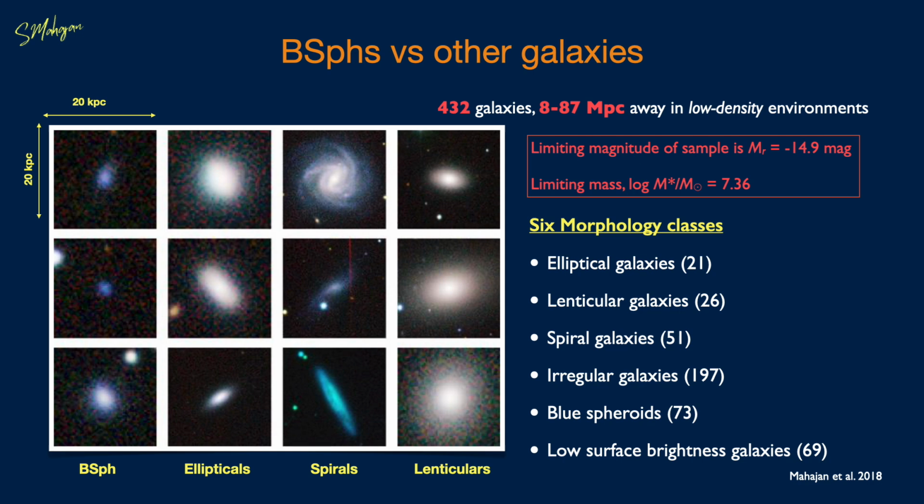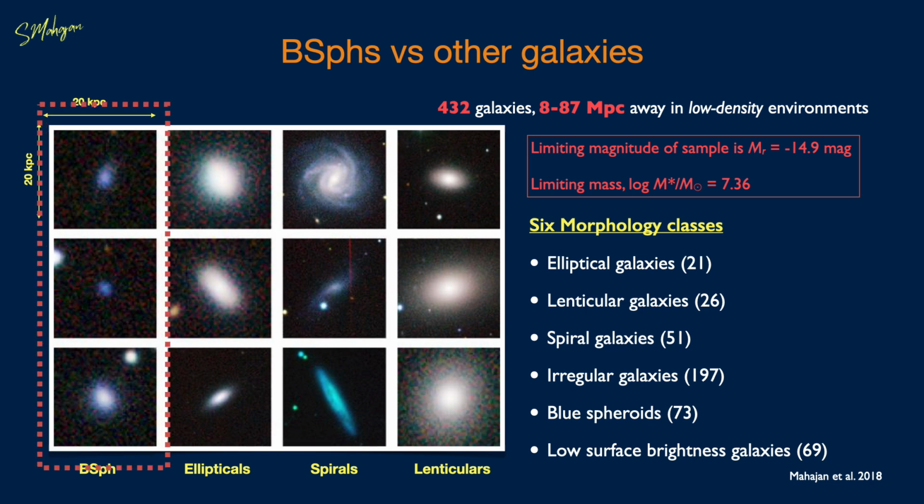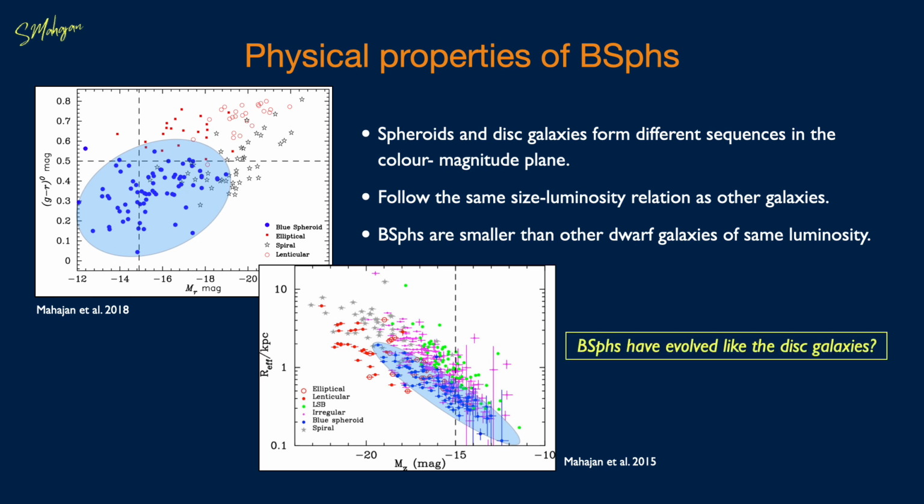A few years ago, we studied a sample of more than 400 galaxies in the local universe in order to explore the properties of the blue spheroids. As shown here, the blue spheroids have optical colors similar to the spirals, but they still look like ellipticals. In fact, the blue spheroids seem to follow the color magnitude relation shown by the large spirals and ellipticals. They also appear to be smaller than other dwarf galaxies of same luminosity. Such relations are used as an evidence to suggest that the blue spheroids have evolved like the disk galaxies.